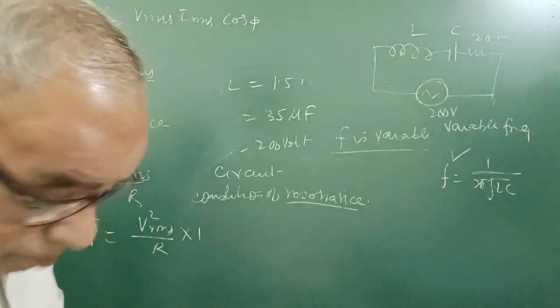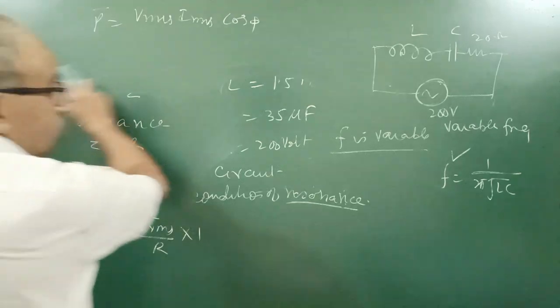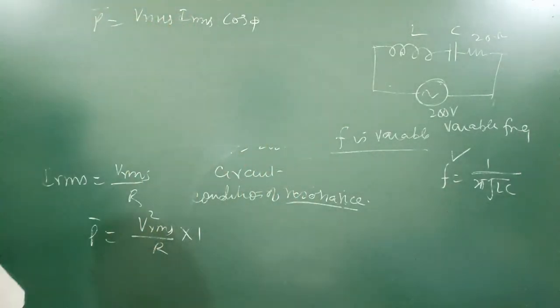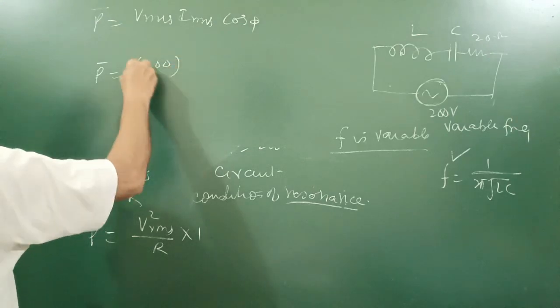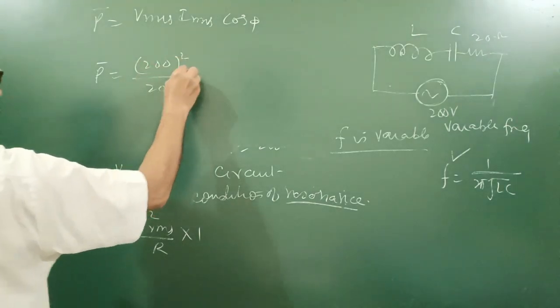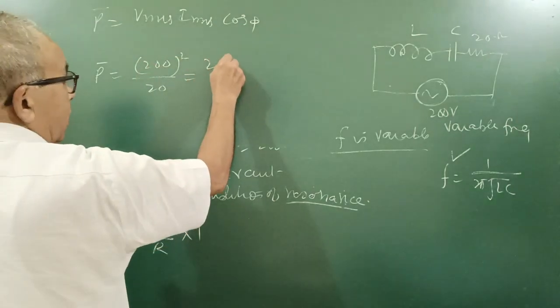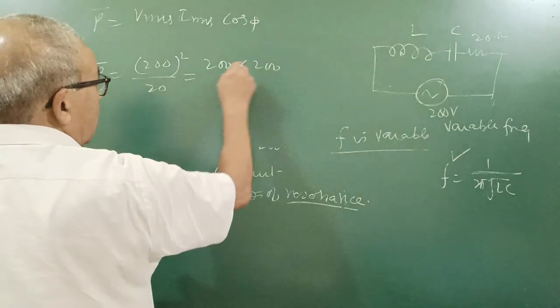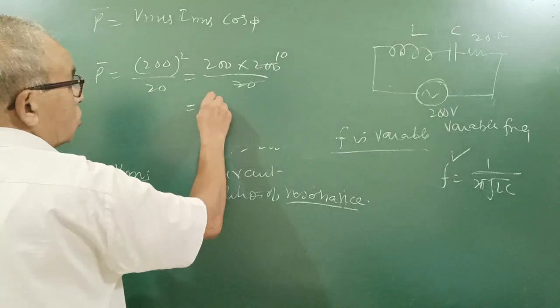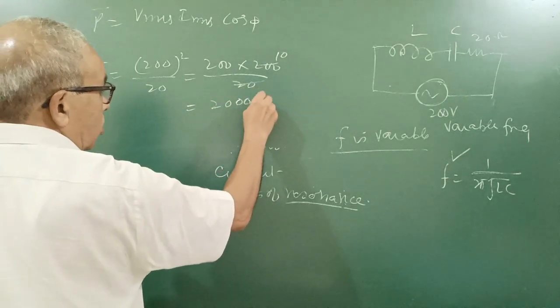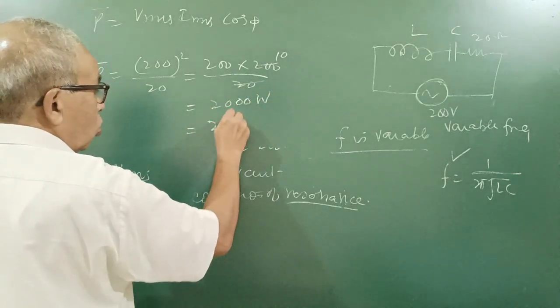Therefore, simple. The RMS value of voltage is 200. So P bar is equal to 200 square upon 20, which means 200 into 200 upon 20. It is 10, so it is 2000 watt or 2 kilowatt.